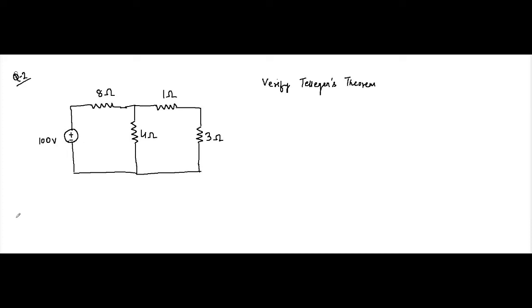Hello friends, so this is the second question related to Tellegen's theorem. Again we have this circuit here and we have to verify Tellegen's theorem. So we have to find out the currents in the various branches through these various resistors. Then we have to find out the power supplied and the power absorbed. So very simple. We are starting with very simple questions, then we'll go to little bit complex ones.